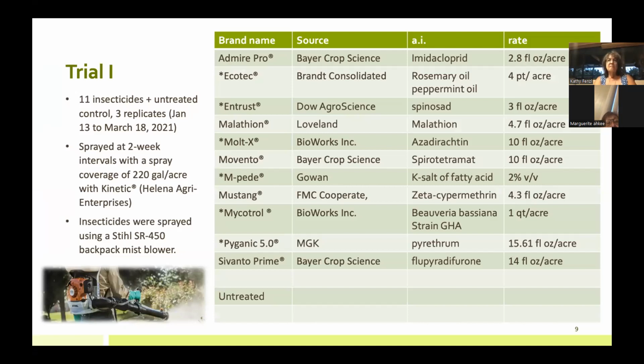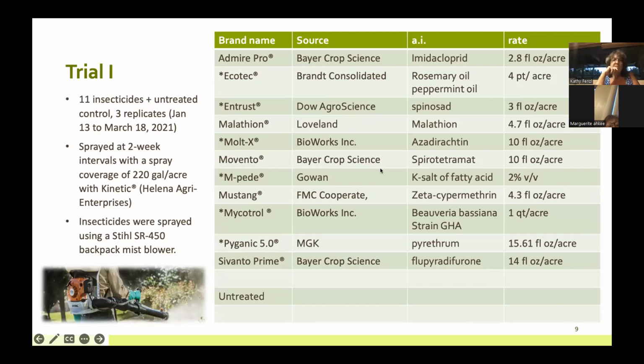We had 3 replicates per treatment, or per product. We sprayed each product at about 2-week intervals, and we used about a 220 gallons per acre rate with a surfactant called Kinetic, which is a penetrant. And then we used a Stihl SR450 mist blower. You can see an example of what that looks like in the bottom left corner.